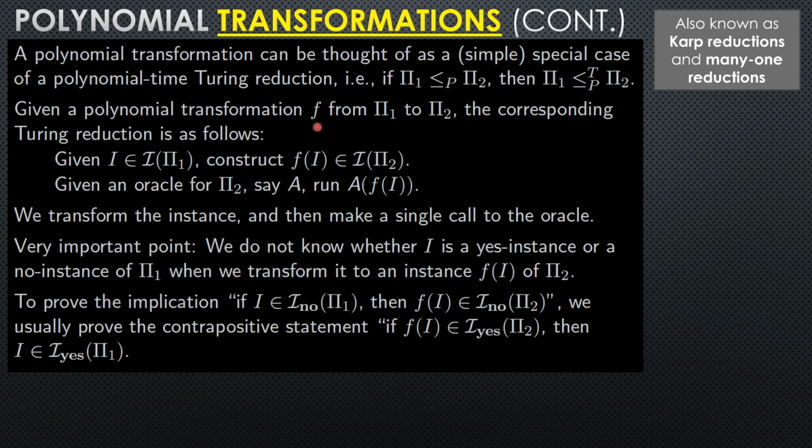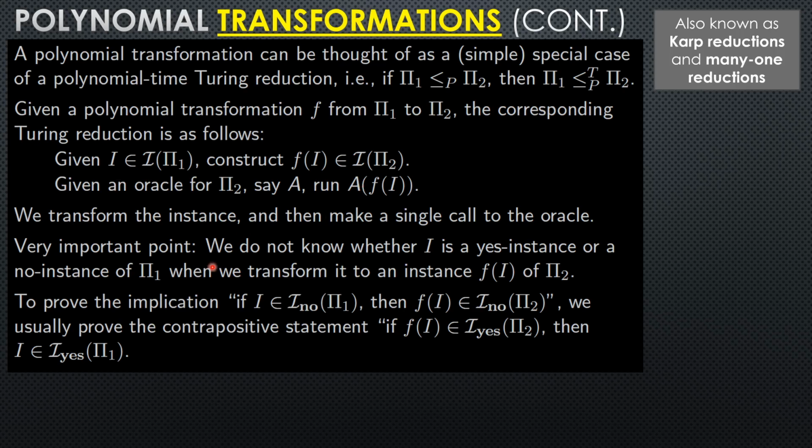Well, this is what we would do. We would take the input to problem 1, and we would construct an input to problem 2 using the transformation f, and then, given the oracle for pi2, we'll call that A, just run A on the transformed input, and then return whatever the result is. And we know that whatever the result is for running A of f of I, that's going to be the correct answer to solving problem pi1 on input I. So we just run A of f of I and return the result.